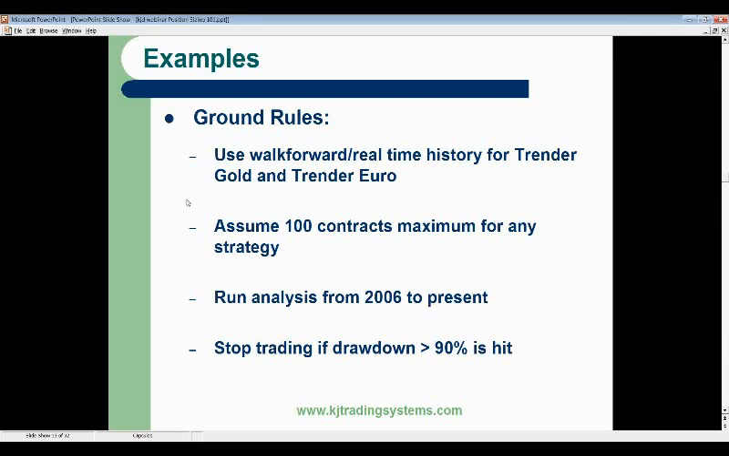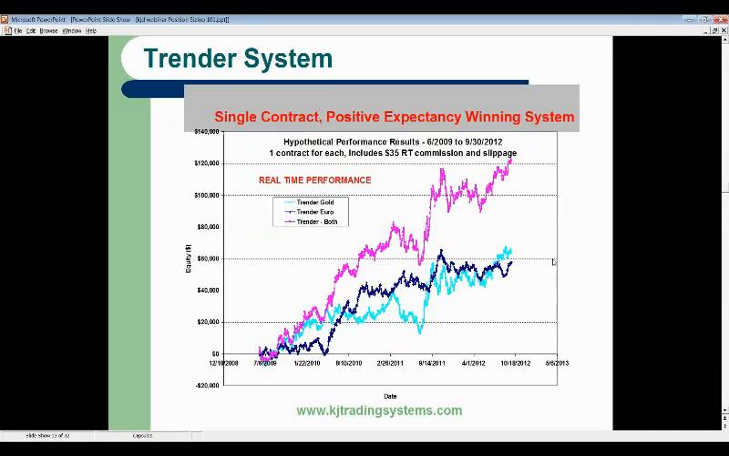I'm going to assume you could trade up to 100 contracts, which I really need for the Martingale type approach. I'm going to run the analysis from 2006 to now, so about 6 years. And I'm not going to stop trading unless a drawdown of greater than 90% is hit. The reason I'm doing that is, that's basically going to nothing. I don't think anyone out here would ever use that, but it's good for just illustrating some specific concepts that I want to show. So that's why I use such a big drawdown.